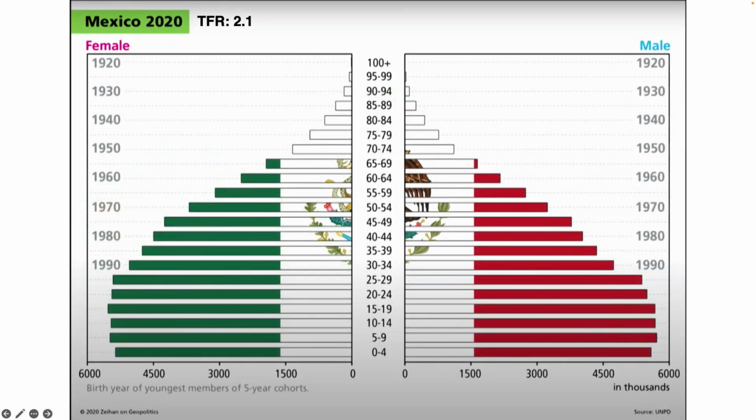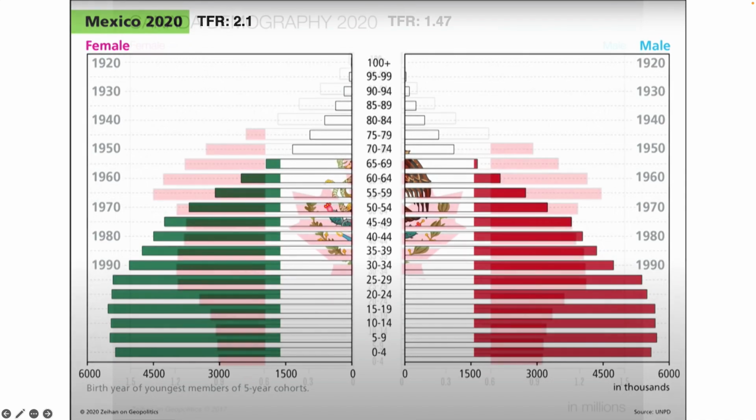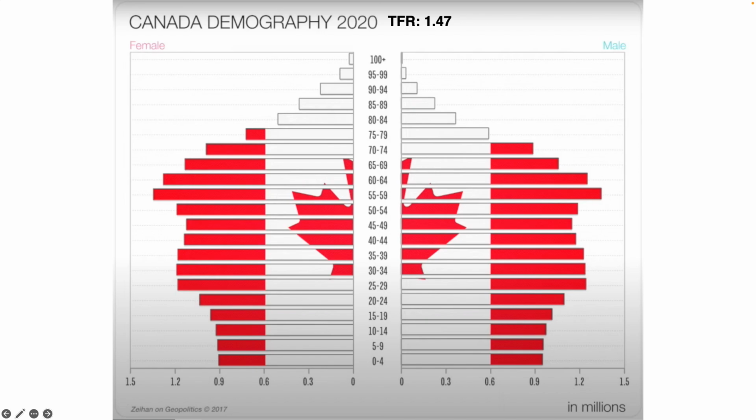You can see a drop off in Mexico's TFR in the 1990s. Why? Because NAFTA 1 was signed in the late 80s and Mexico started industrializing. We'll talk a bit later about what impacts TFR. So here's Canada in 2020. Maybe this explains why they are so accepting of immigrants.